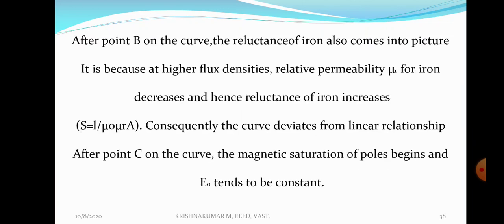After point B on the curve, the reluctance of iron comes into the picture. At higher flux densities, meaning when the field current is more, the flux is more, the relative permeability of iron decreases and hence the reluctance of iron increases. Till point B, air gap reluctance is constant and reluctance of iron is negligible. After point B, the reluctance is increasing, and therefore the curve deviates from the linear relationship.